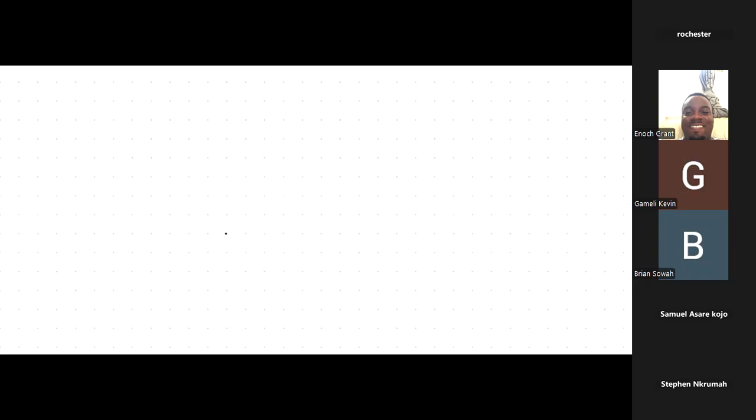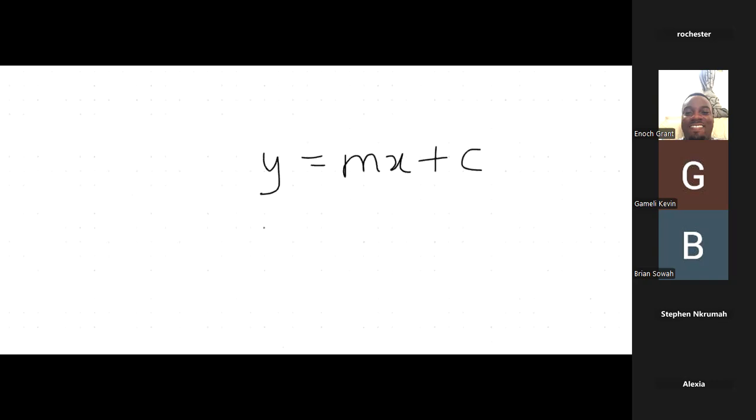Okay, good. So now we want to find how we can get y is equal to what? Y is equal to mx plus c. How do we get to this equation? That's the next step. To get to this equation, first you're going to get it from here.